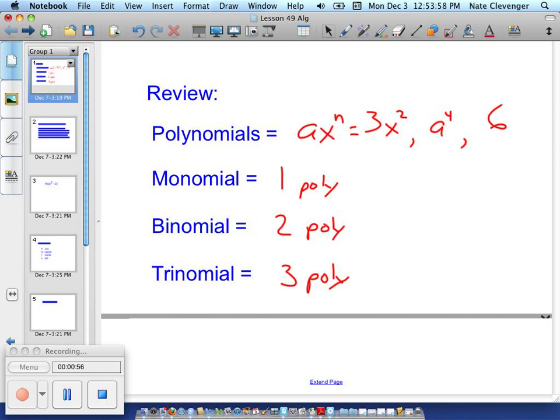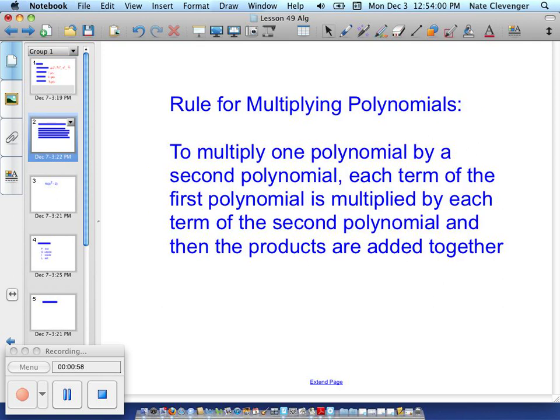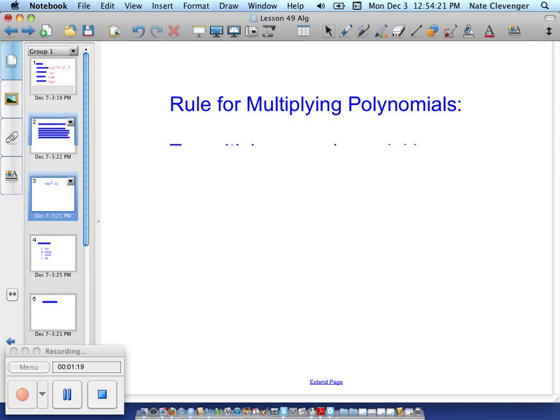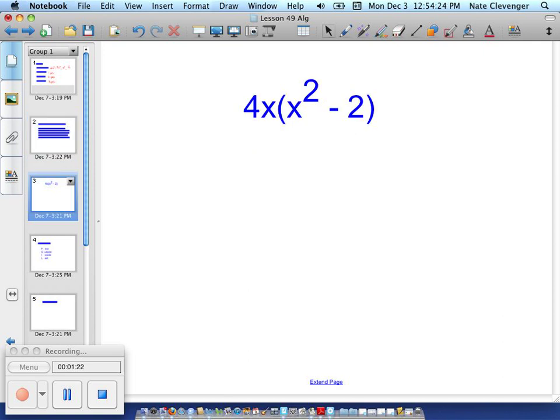Okay, rule for multiplying polynomials. Do not write this down. Okay, this is the long form. To multiply one polynomial by a second polynomial, each term of the first polynomial is multiplied by each term of the second polynomial, and then the products are added together. What? Yeah. Pretty simple. You've already been doing this. You've already been multiplying polynomials.